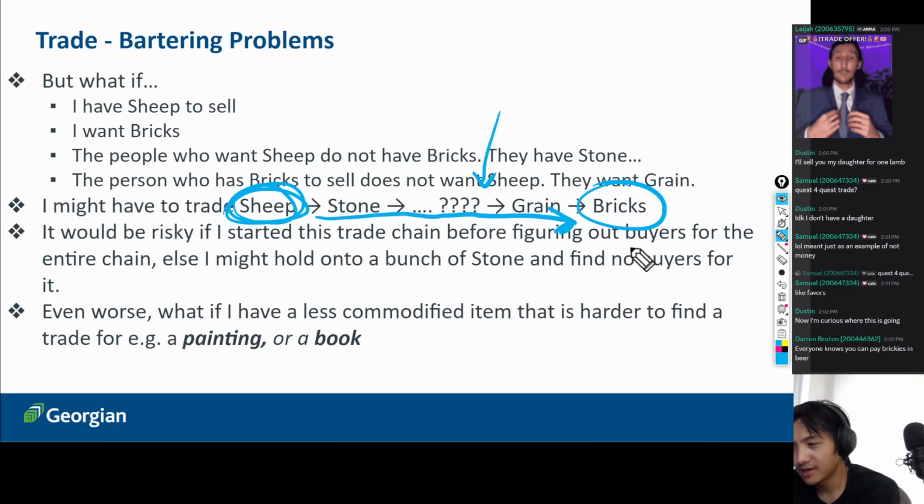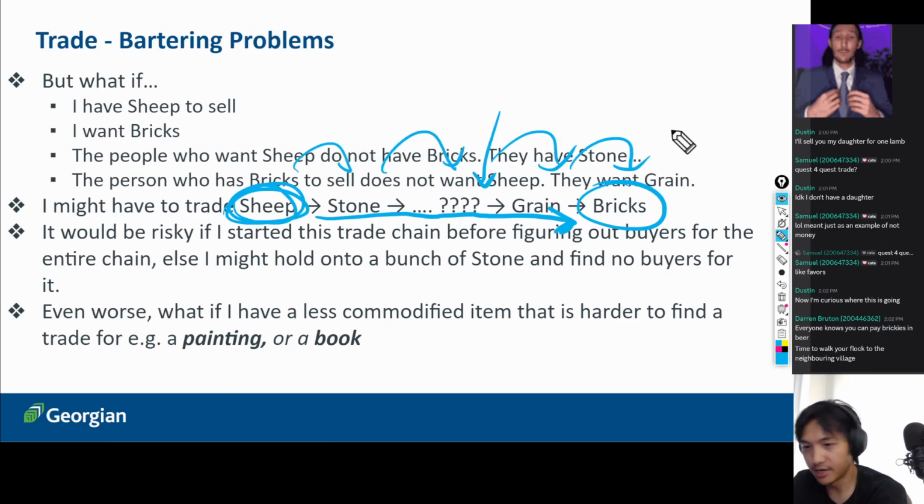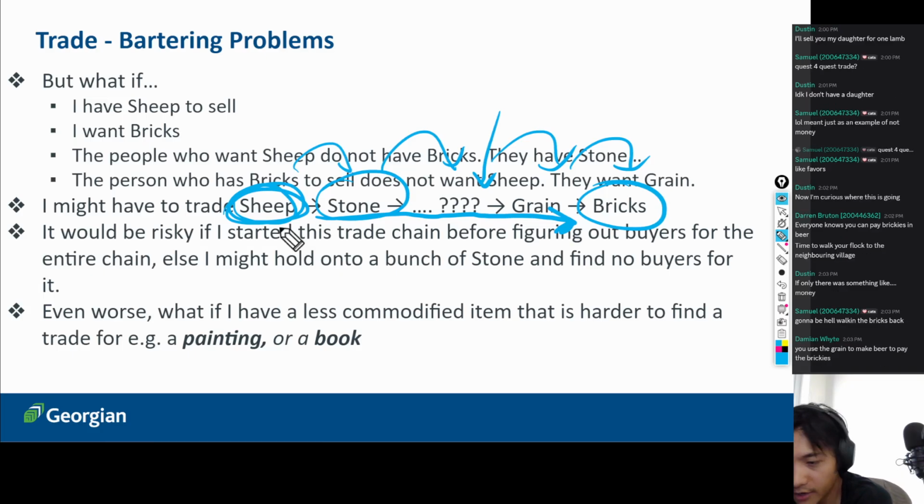There's just no way, until we find somebody who can help complete this chain, so that everybody trades the next thing. Otherwise it's not going to work, right? I need to keep looking for more people. Or I could take the risky route and try to trade my sheep for some stone, but then I have stone and nothing else, and I don't know what to do with that. I'd have to find someone who will trade stone for grain, and then I can trade for bricks. Ugh, what a pain.